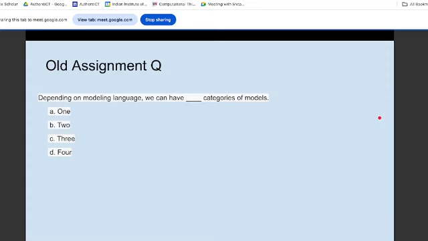Now referring to those, depending on modeling language, we can have dash categories of models.